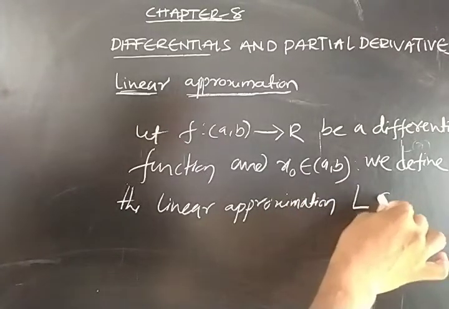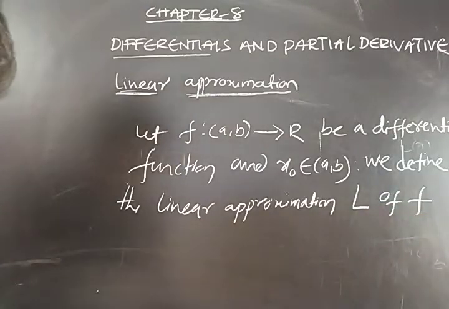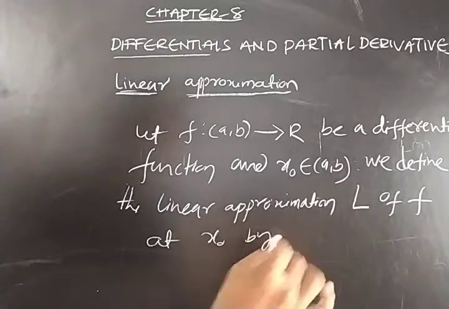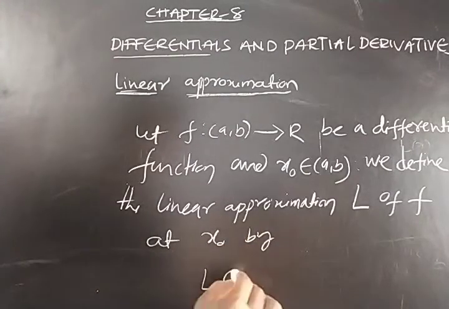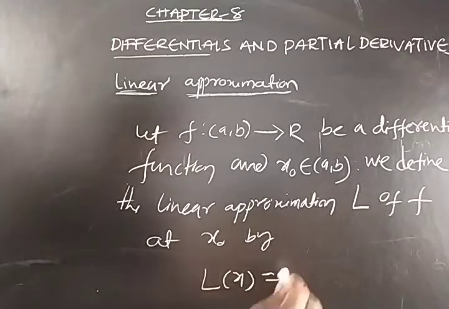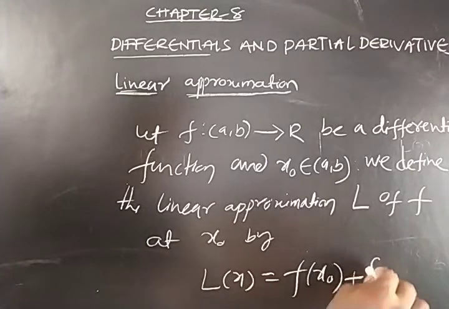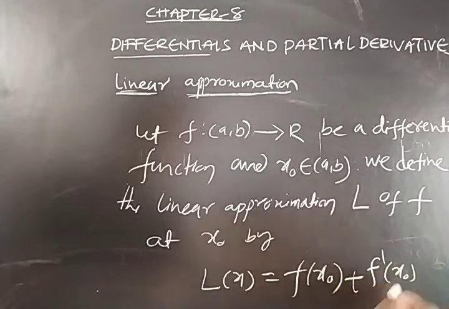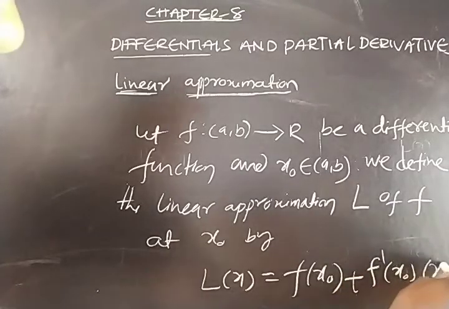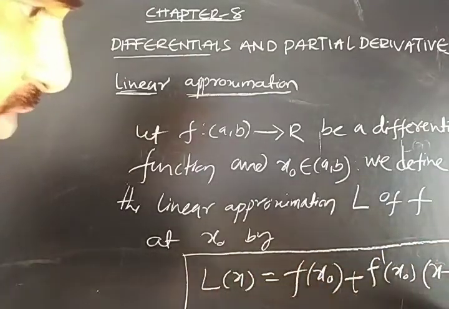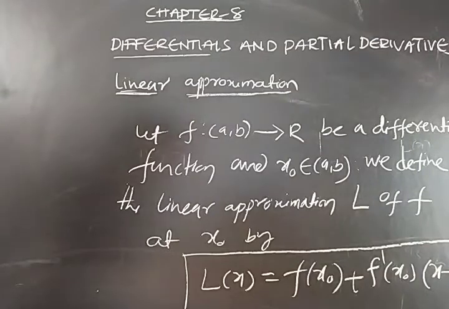The linear approximation L of f at x naught is L of x equal to f of x naught plus f dash of x naught into x minus x naught. So using this formula we can find the linear approximation of the function f, denoted by L of x, for all x belonging to the open interval a comma b.